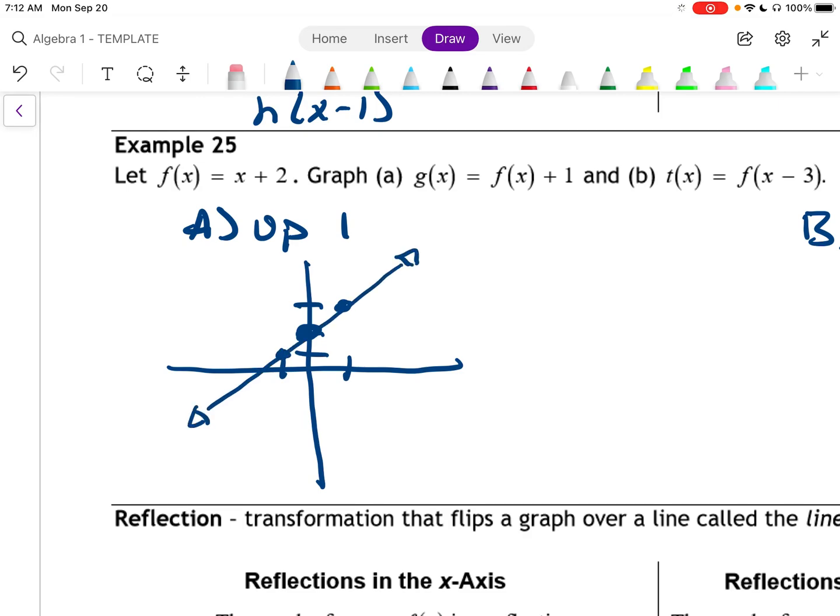Here's my original. This is f of x. And then my new one shifts up 1. So I'm just going to take each of these points and go up 1 with them. And there we are. This is g of x.